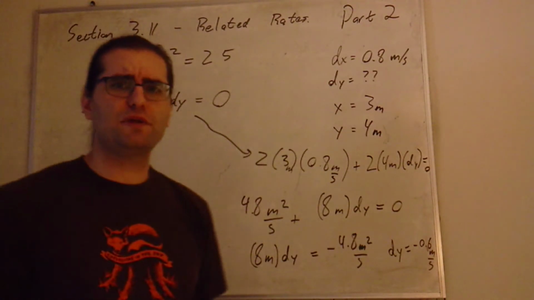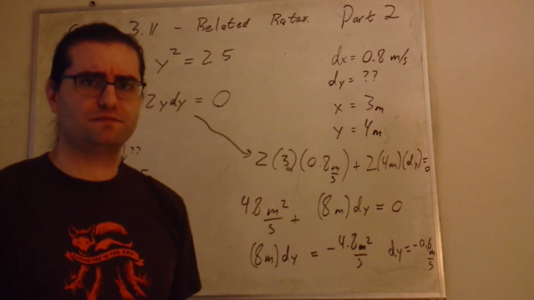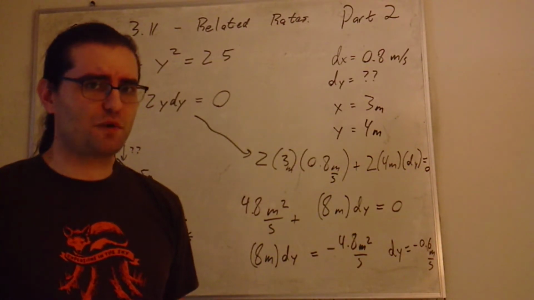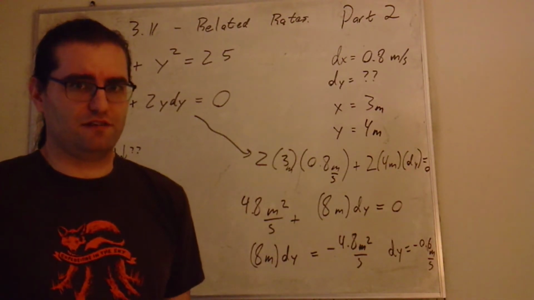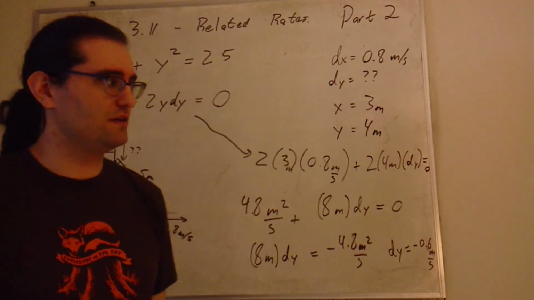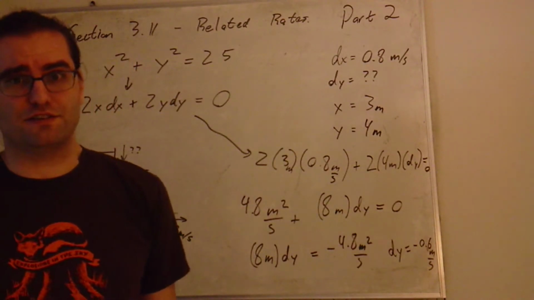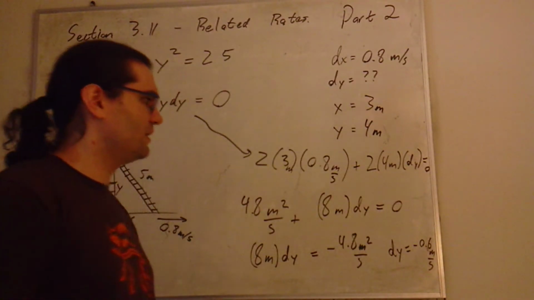How can dy be negative? Does that make sense? When you do these problems, you're sometimes going to get negative answers, and you're going to have to ask yourself if that is weird or not. Sometimes you'll get positive answers, and you'll have to ask yourself whether or not that's weird.